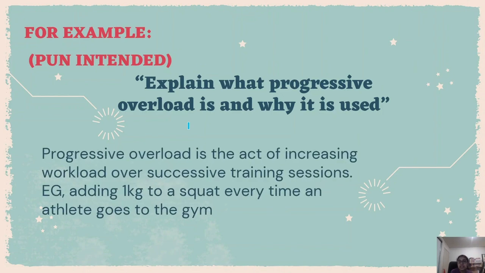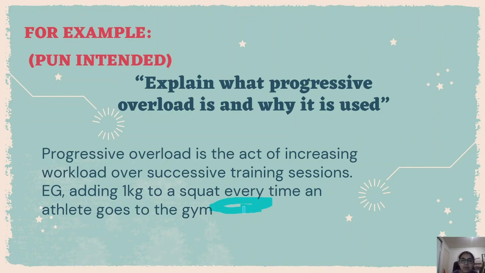So this is an example for you. Progressive overload is the act of increasing workload over successive training sessions. Example: adding a kilo to a squat at each gym session, and an athlete goes to the gym, let's say twice or thrice a week.